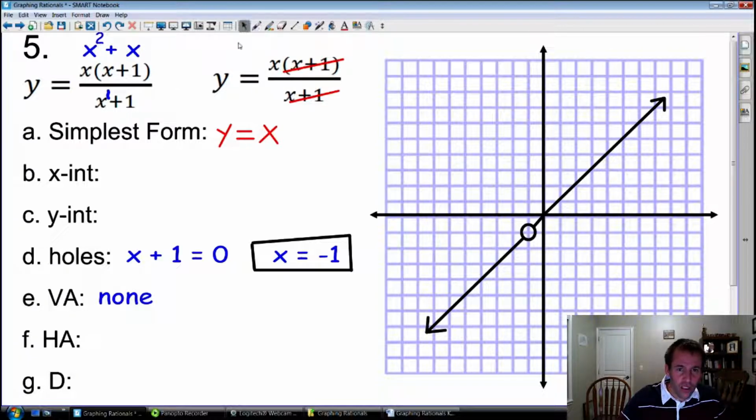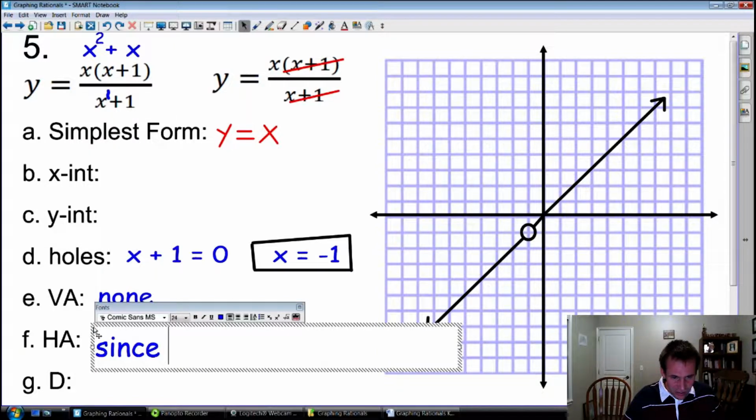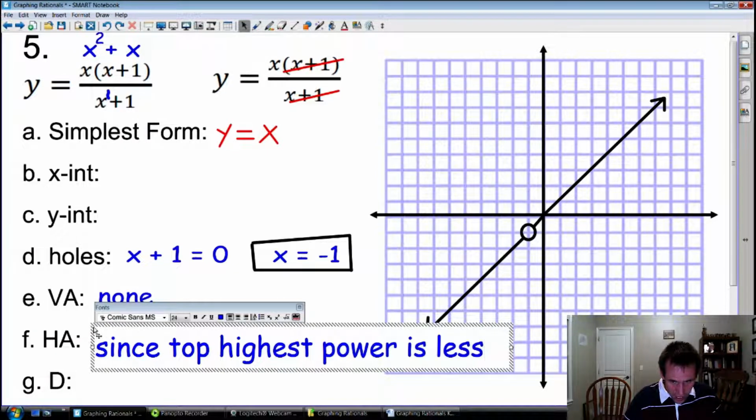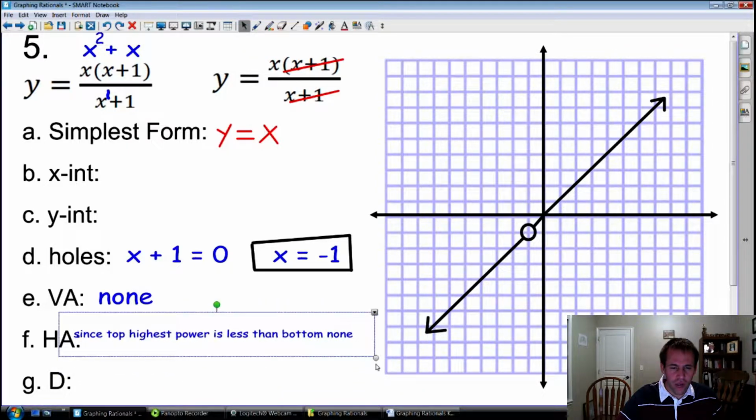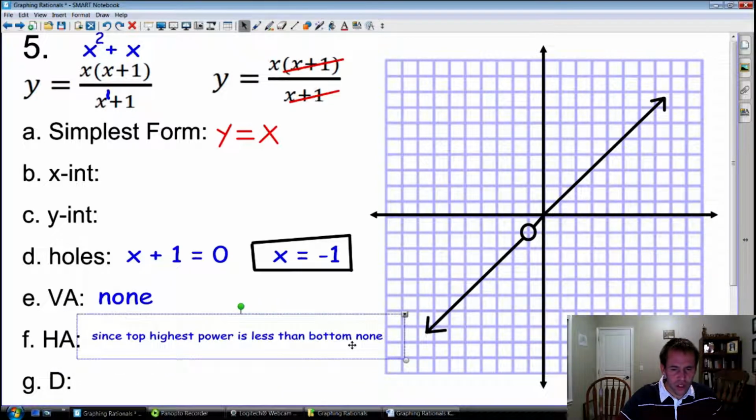So for a horizontal asymptote, what we'd say is, since the top highest power is less than the bottom, then we have none. No asymptote. That's crazy, huh? And so there we go. And if you graph that, you'll see that in the graph using your graphing calculator. So both none and none there, right?